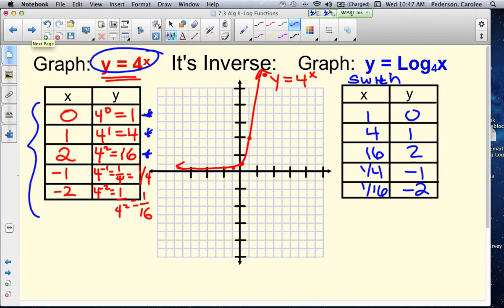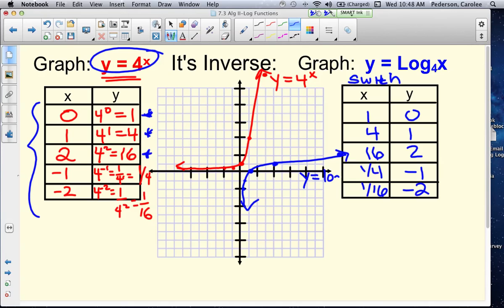Now let's graph this logarithm of base 4. So the first ordered pair is over 1, up 0. The next ordered pair is over 4, up 1. The next ordered pair is over 16, up 2. And then if we graph 1/4, we're over just a very small amount, down 1. And then again, over a very small amount, down 2. So here's what the logarithm of base 4 would look like.